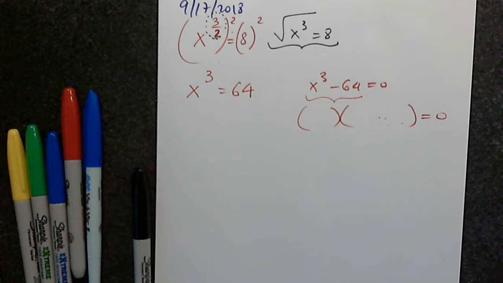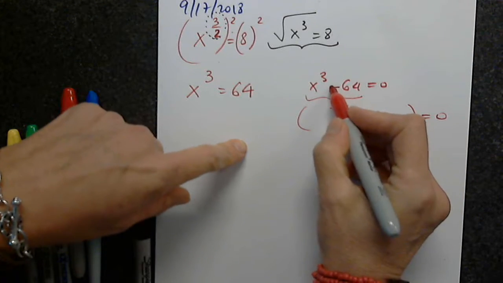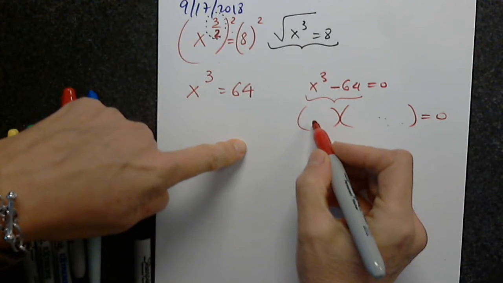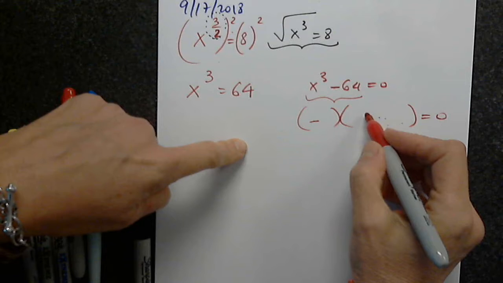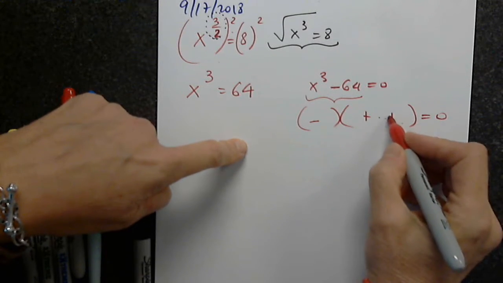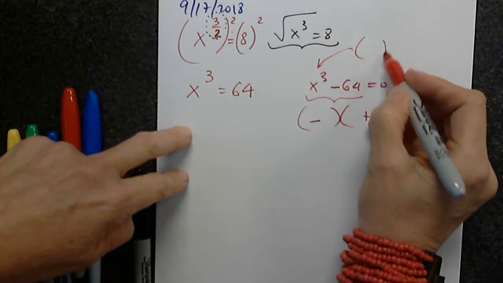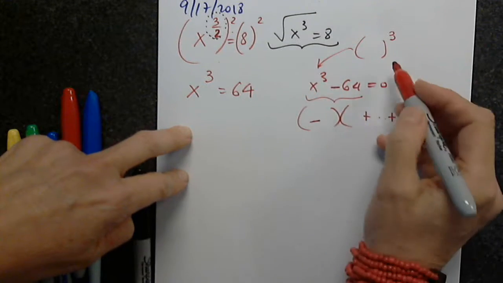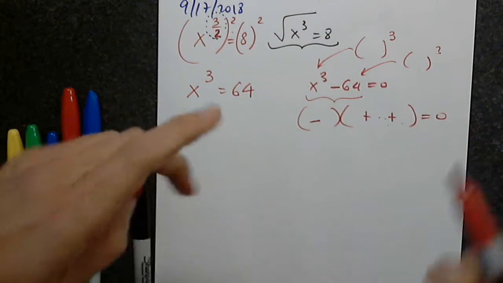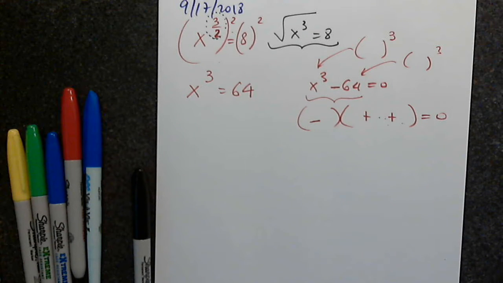Let's start with the signs. If this is the difference, what sign do I have here? Good. What sign do I have here? That's it. And the last one is always positive. Good. So now I have to figure out what I cube to get x cubed and what I cube to get 64. That's all I need to do. Once I figure that out, I'm halfway through.